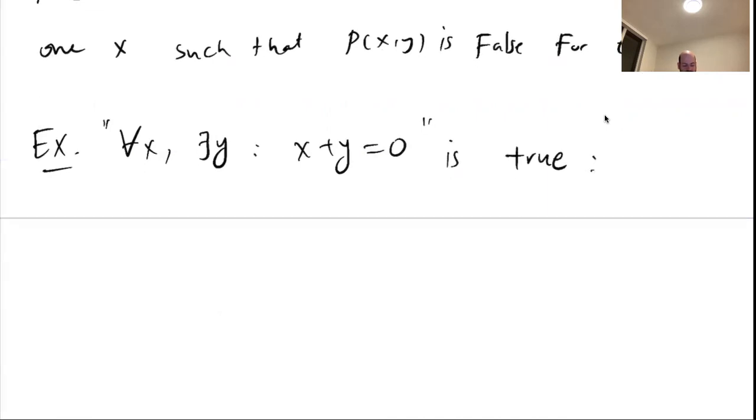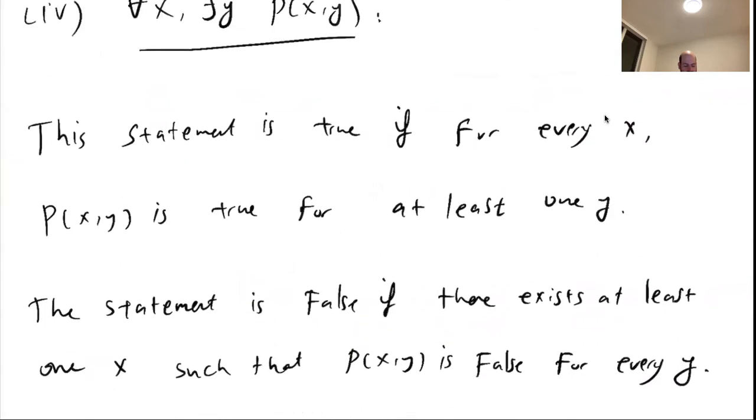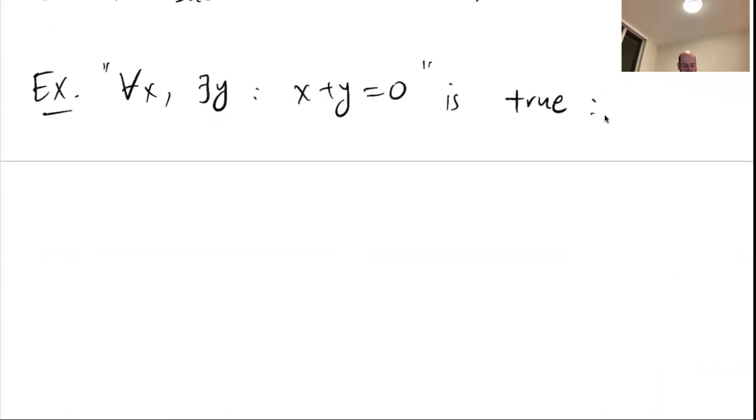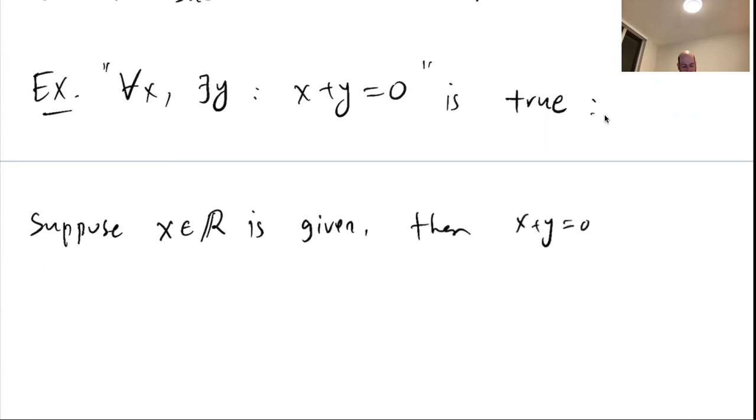Why is it true? How can I show it's true? It's true if for every x, p of x and y is true for at least one y. So again, I have to assume that some arbitrary x is given, because I have to show that this is true for every x. So suppose x belongs to R is given. Then x plus y equals 0 is true.